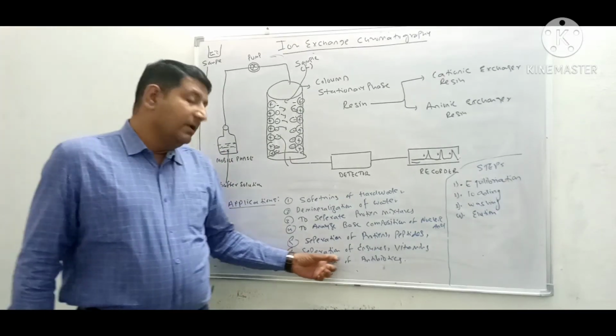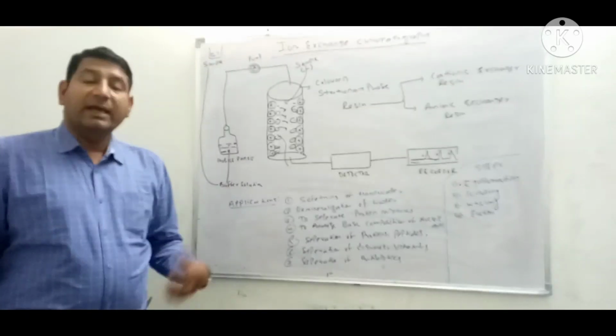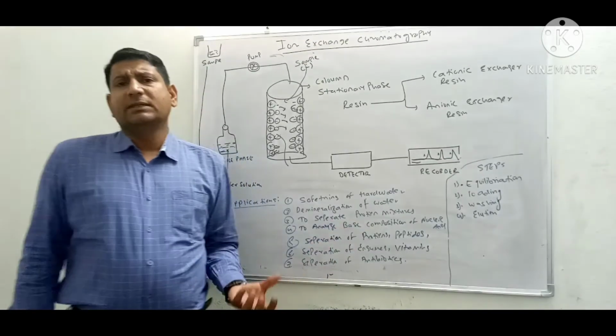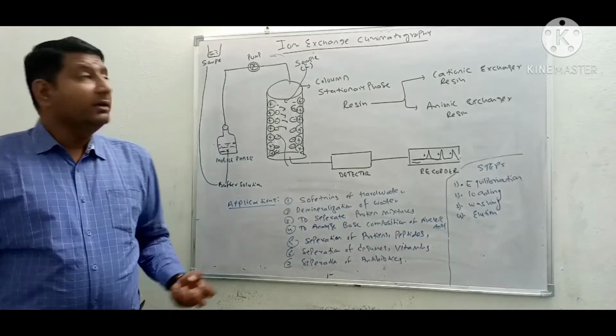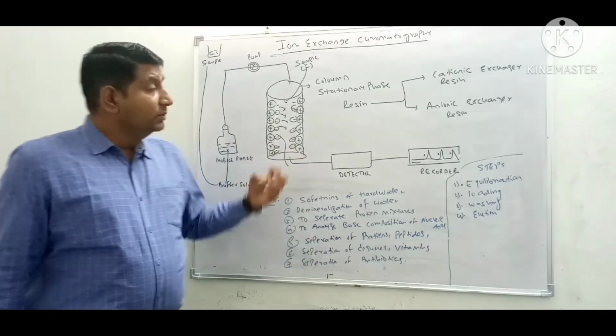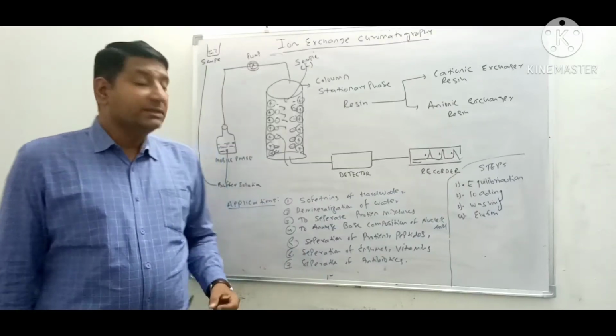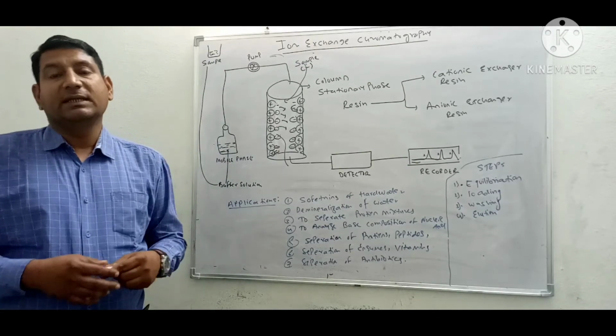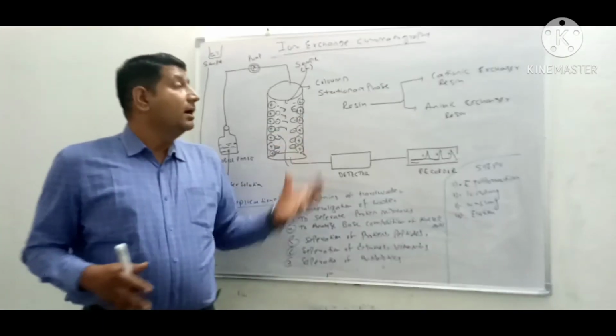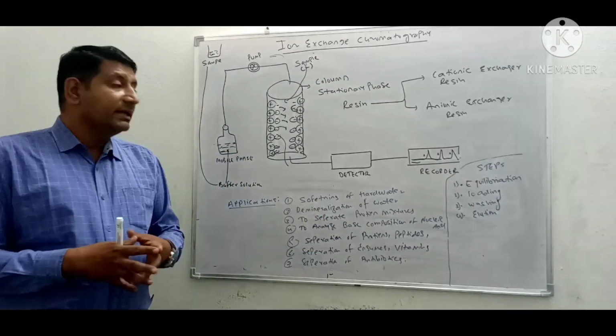Another application of ion exchange chromatography is separation of enzymes and vitamins. Various enzymes and vitamins can be separated with the help of ion exchange chromatography. This can be done using suitable ion exchange resins. Another application is separation of antibiotics, vitamins and serums. They are all about the applications of ion exchange chromatography.